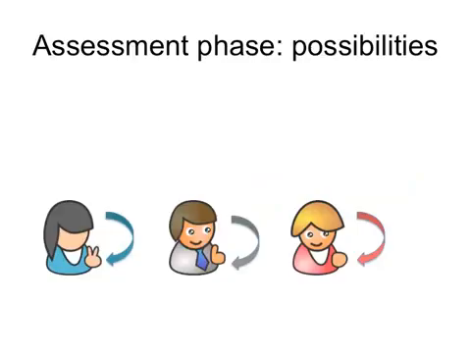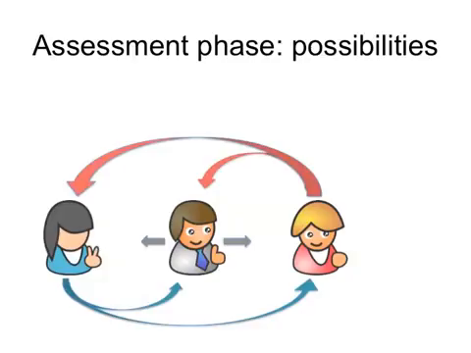So Carla marks her own work, David marks his own work, and Lisa marks her own work. That's an option. They don't have to, depending on how you set it up. The second one is the peer assessment. So Carla marks David's and Lisa's work, David marks Carla's and Lisa's work, and Lisa marks Carla's and David's work.